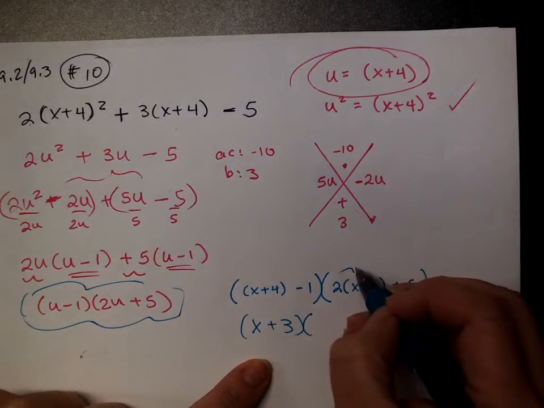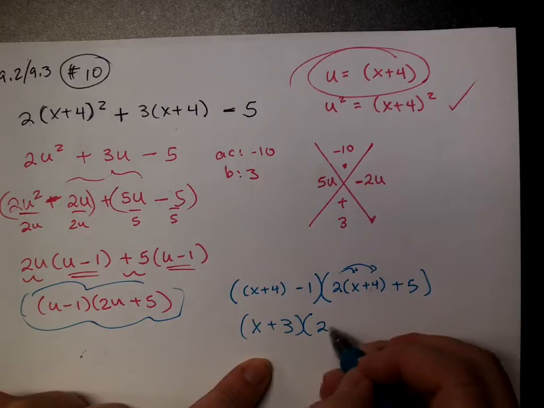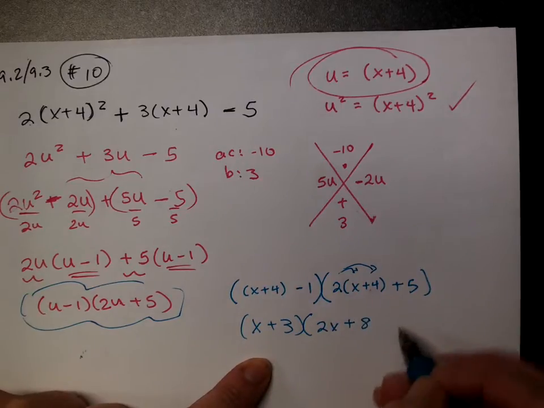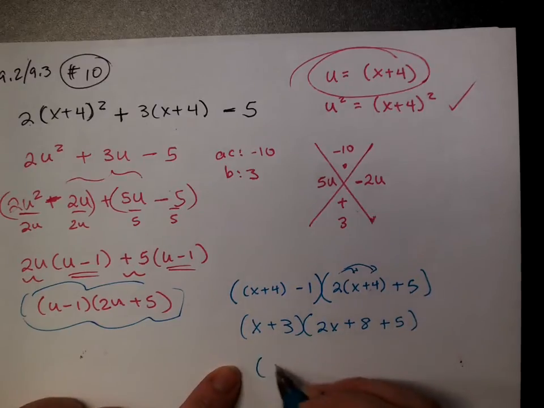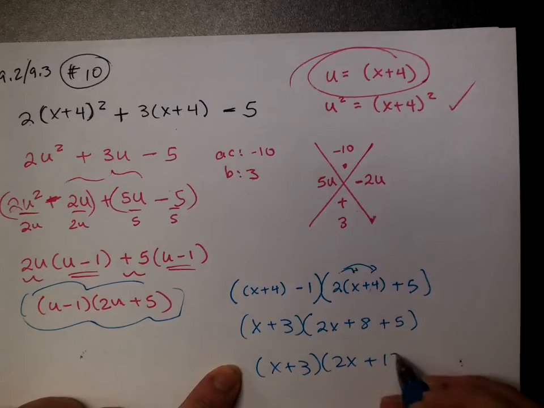But here, I have to distribute that coefficient of 2. So I got 2x plus 8 plus 5, or 2x plus 13.